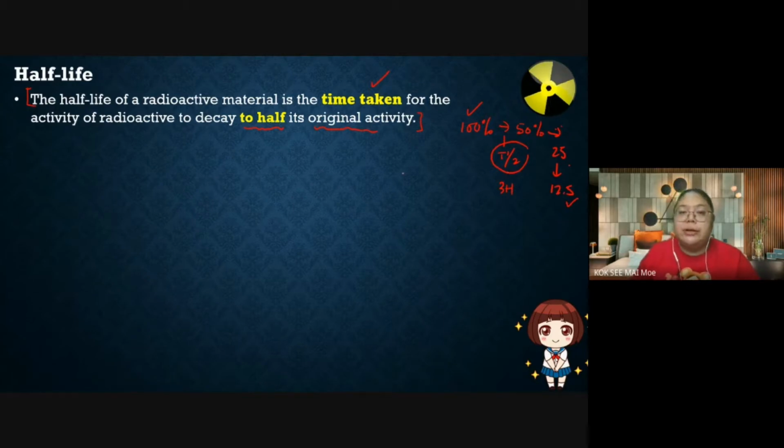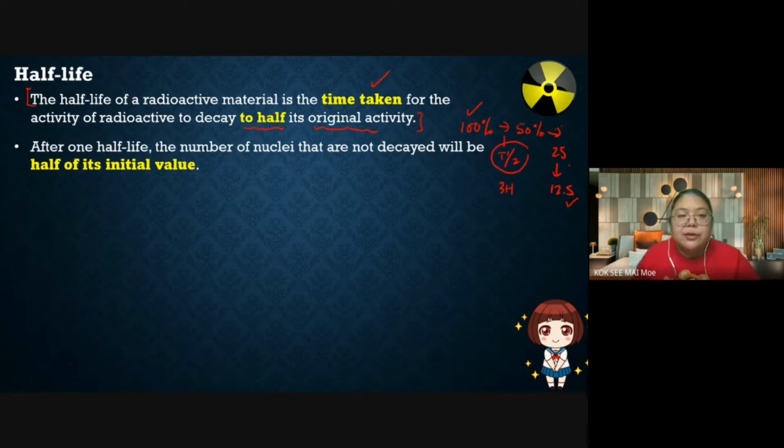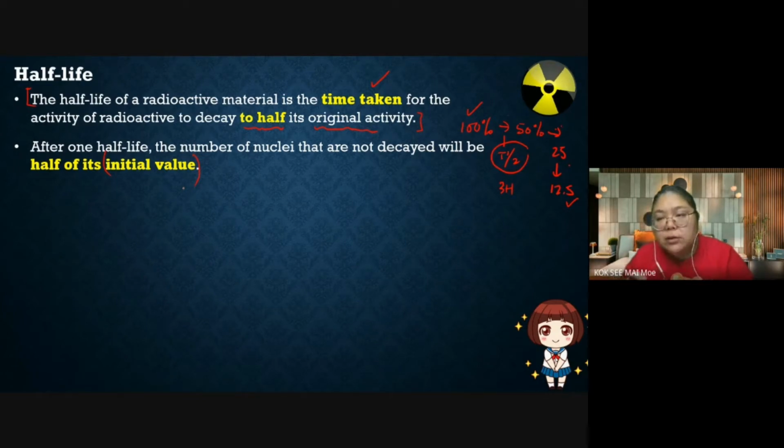Okay, so from here, this is half-life. Now you can see after 1 half-life, the number of nuclei not decayed will be half of its initial value. That means after 1 half-life, the original becomes half, so 100% becomes 50%. The 50% means what? The 50% is not yet decayed. When I continue to decay, it becomes 25%. That means 75% has already decayed, gone. Only 25% stays left.